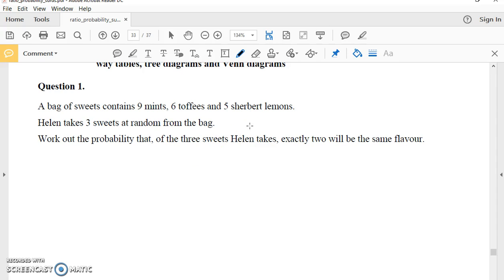Okay, so if I have 3 types of sweets, I've got mints, toffees, and sherbet lemons. So I'm going to call them M, T, and S.